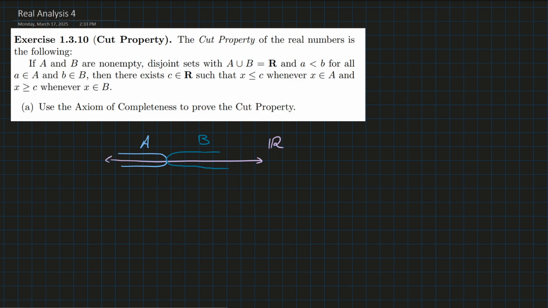The claim, the cut property, is that there exists some element C in R such that C is greater than or equal to everything in A and less than or equal to everything in B. So there's something in between these two sets. We call it a cut of R. And so we're going to use the axiom of completeness to prove the cut property.